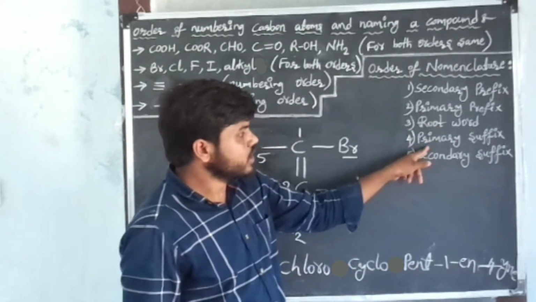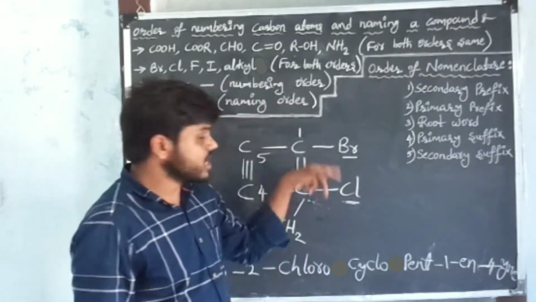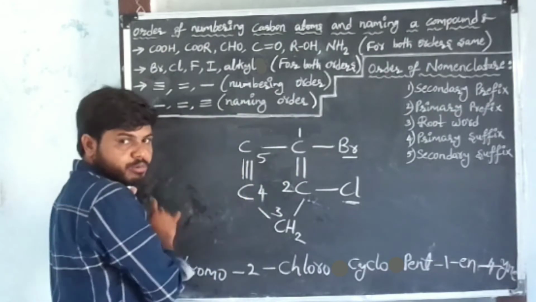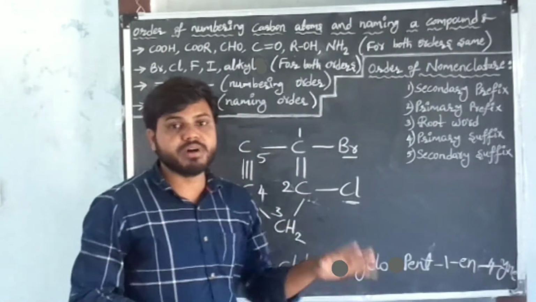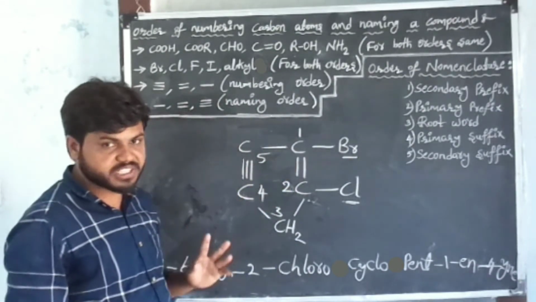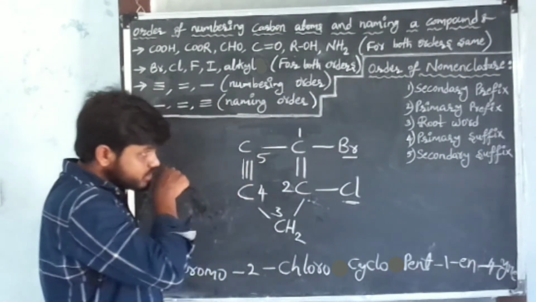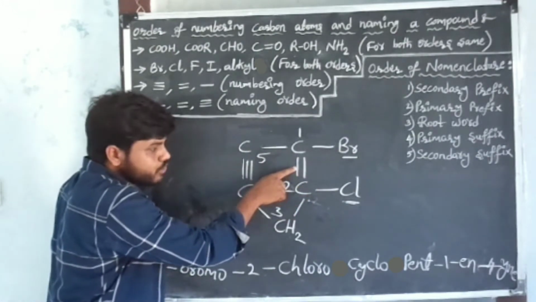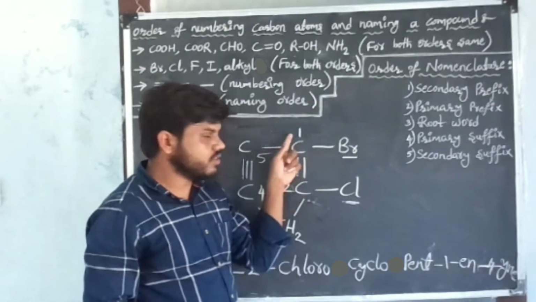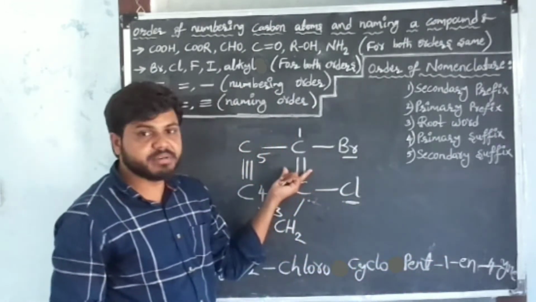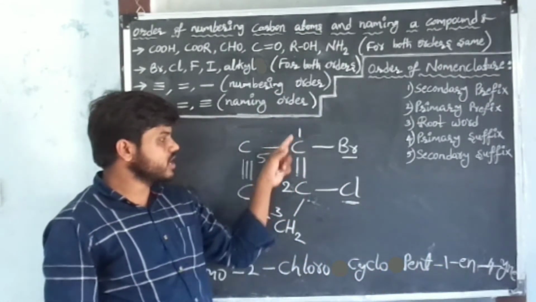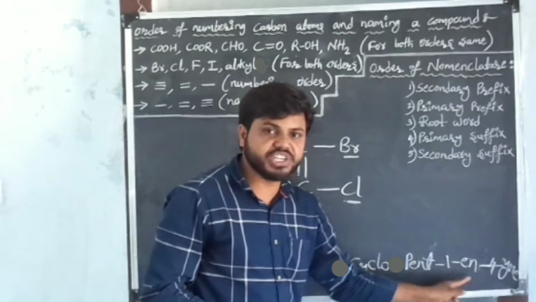After writing the root word, take the primary suffix. In the given carbon compound, the primary suffixes are for single bonds, double bonds, and triple bonds. When we have a double bond and a triple bond, there is no need to write the suffix of the single bond. Just write the double bond suffix and the triple bond suffix. When we write the primary suffixes, give priority to the double bond, then the triple bond. First write the double bond. The double bond position is 1, and the double bond suffix is ene. Position is 1 and suffix is ene. I have written the position and suffix.